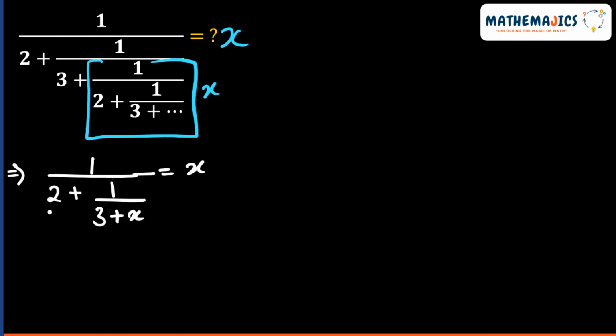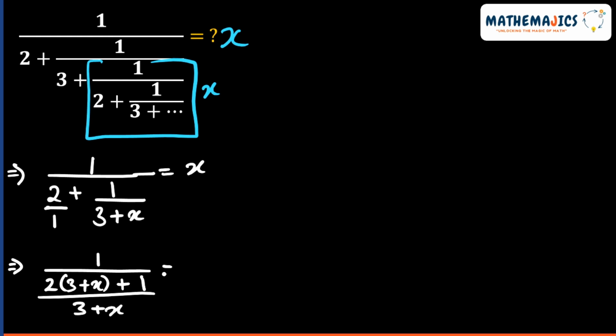Now, in the next step, we will take LCM. LCM of this fraction, which is 2. So we can rewrite this as 2 upon 1. So we will take fraction of 2 upon 1 and 1 by 3 plus x. If we take LCM, what we will get? We will get 1 upon 2 times 3 plus x plus 1 upon 3 plus x is equals to x. Now what will happen in the next step? In the next step, this will go in the numerator and this will remain as the denominator.